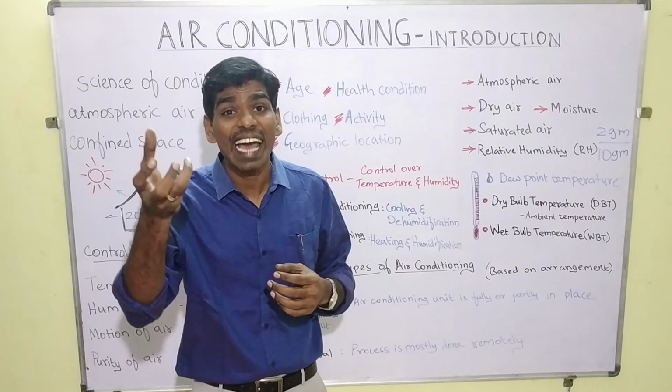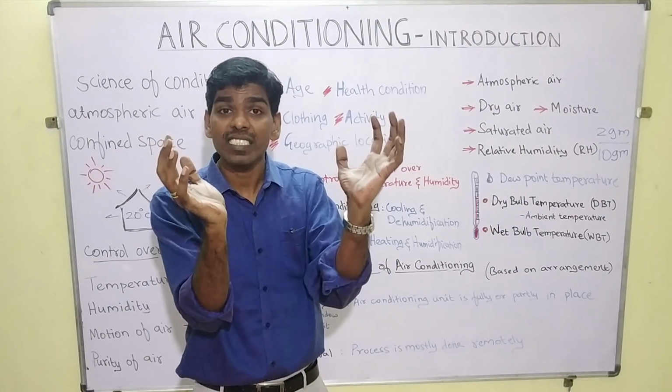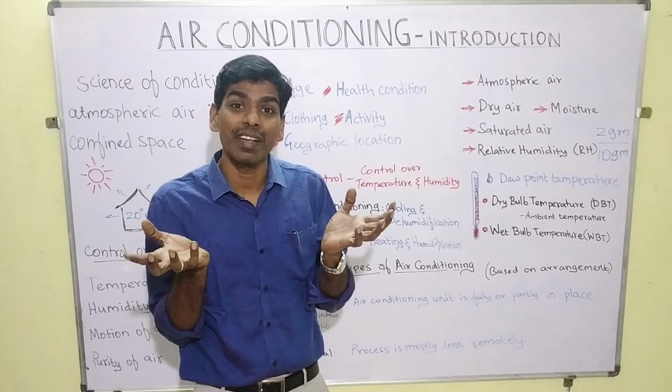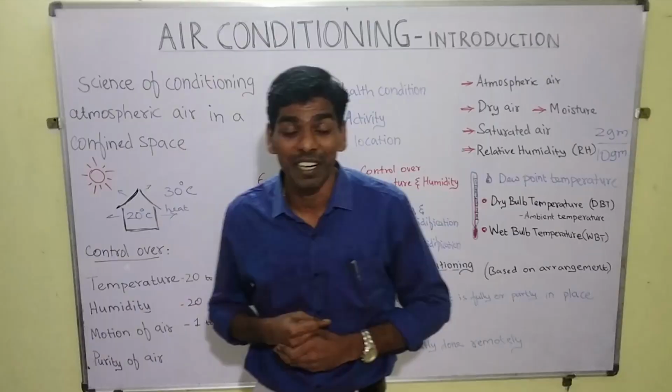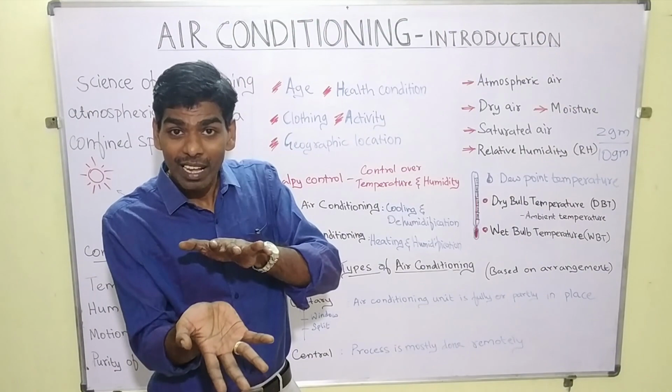As we discussed, to a certain extent, water vapor can get added to the air at a particular temperature. If the air contains the maximum quantity of water vapor that it can possess at that temperature, then it is called saturated air. Then comes relative humidity. Here also we have discussed humidity and relative humidity. Relative humidity is actually the ratio of water vapor present in air to the water vapor needed to make the air saturated.